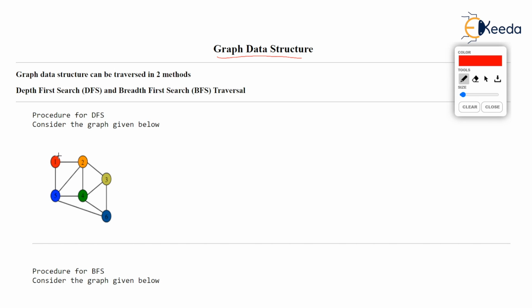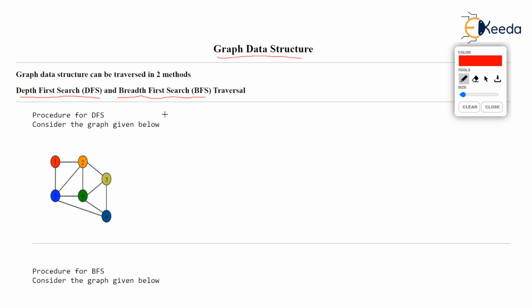Now there are two ways in which the graph can be traversed. Like there are three ways in which trees can be traversed, binary tree I'm talking about. A binary tree can be traversed in-order, pre-order and post-order. Like that, there are two methods by which you can traverse a graph. The first method is depth first search, DFS traversal, and the second is breadth first search, BFS traversal.